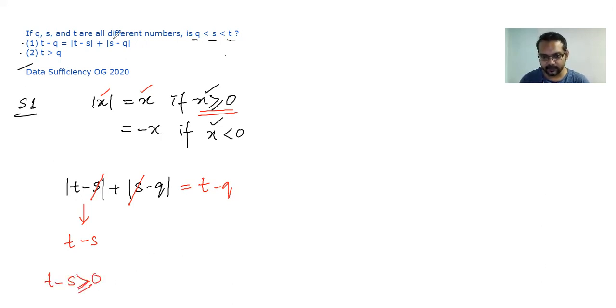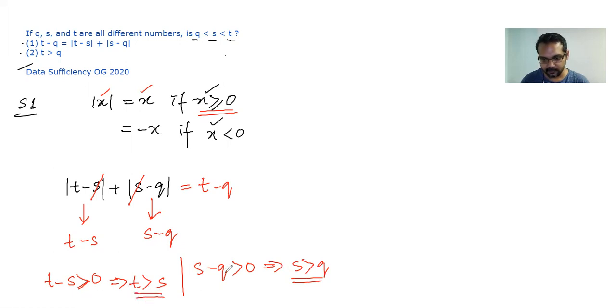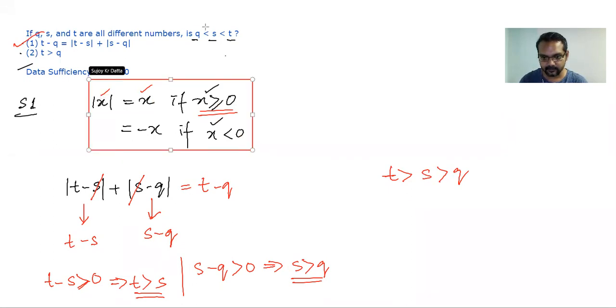But we all know that they are all different numbers, so the equal to 0 case is not possible. So strictly greater than 0. That means t is greater than s. Similarly, s minus q is also greater than 0. That means s is greater than q. So combining these two, clearly we have t is greater than s greater than q. So one is clearly sufficient. This is pure observation, not solving anything much, just using the basic definition of modulus. If you are clear with this, then this should be very fast.